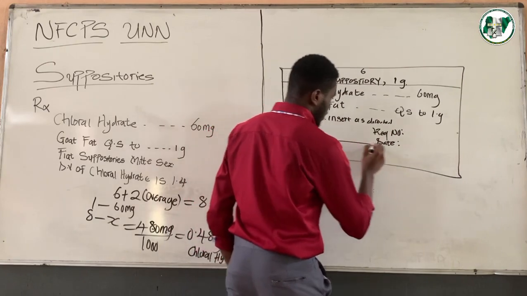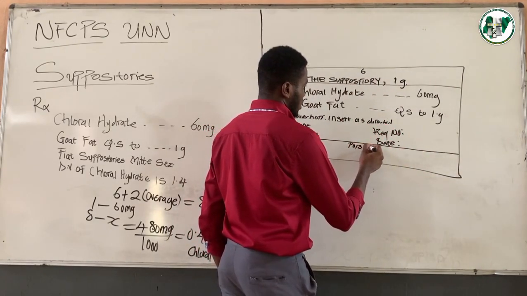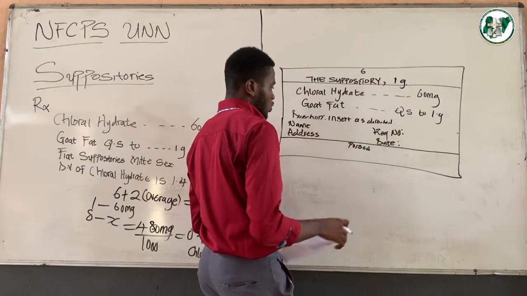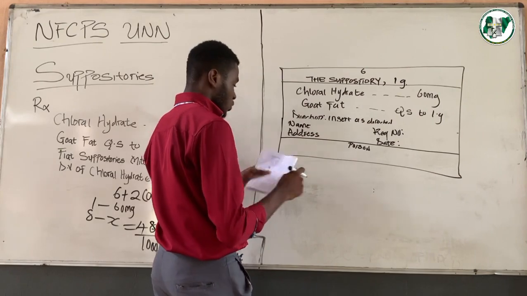Now, in your auxiliary label, you're going to write at the top of your poison with a red pen because chlorohydrate is a poison. So then your auxiliary label is going to be, you are going to write store in a cool, dry place.